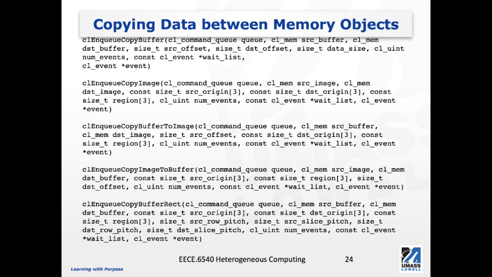Here is a whole list of memory object operations you can use to copy data between memory objects. You can do enqueue copy buffer, where the first argument is the command queue, then the source buffer and destination buffer, two memory buffer objects you can use to specify where the data is going to be copied from and where it's going to be copied to. Similarly, we have copy image, copy buffer to image, copy image to buffer, and copy buffer rect.